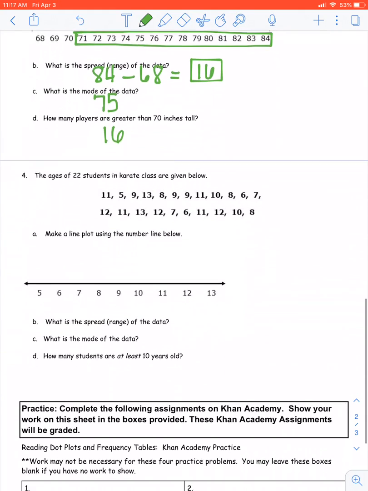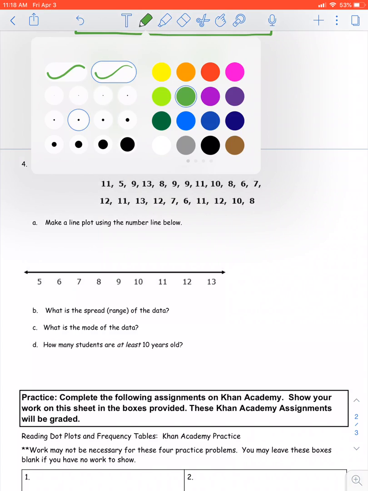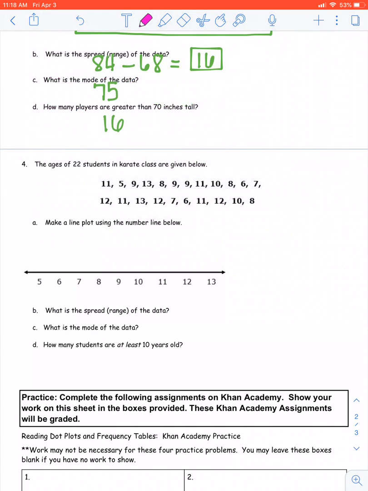All right, number 4, we're going to make another dot plot again. Let me change colors here. We're going to do the same thing. They already have the number line listed, and we're just going to place the dots. So 11, let me try to make X's here this time.